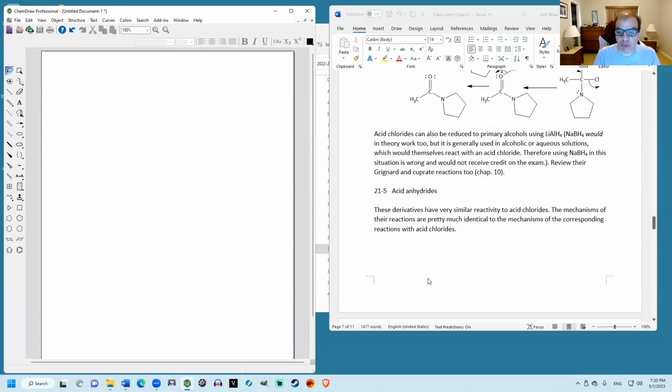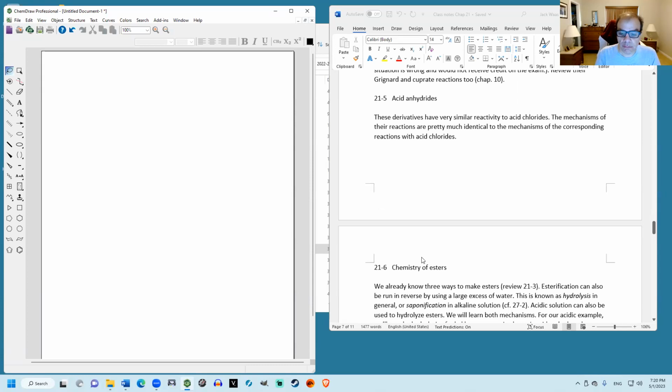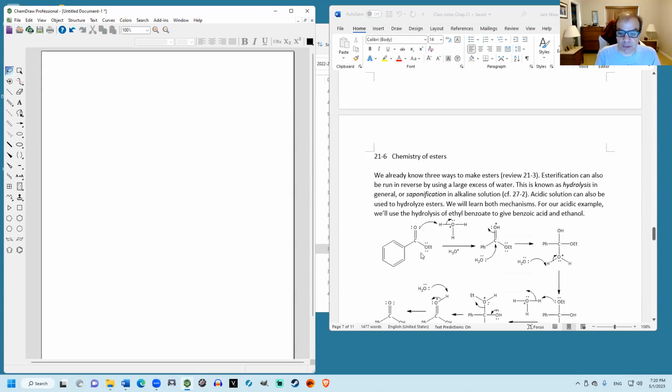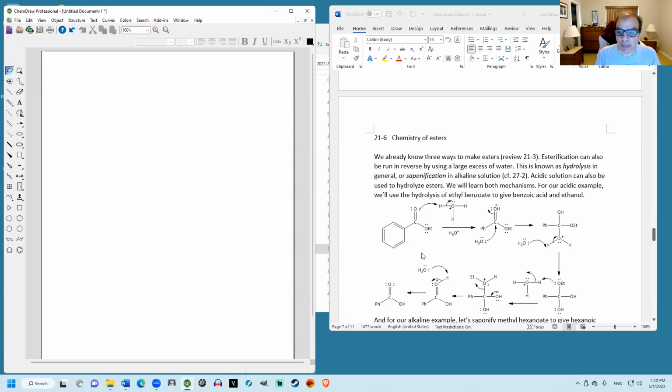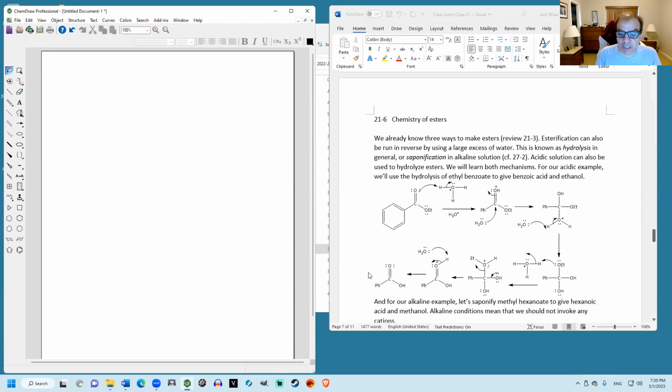And acid anhydrides react pretty much like acid chlorides do. They're just a little bit less reactive, but not very much. Then we went over chemistry of esters. We talked about the mechanism of acid hydrolysis of an ester. That's given here in your class notes. It's essentially just like Fischer esterification, except backwards. It's absolutely step for step the reverse of Fischer esterification. So that's hydrolysis of an ester in acidic solution.